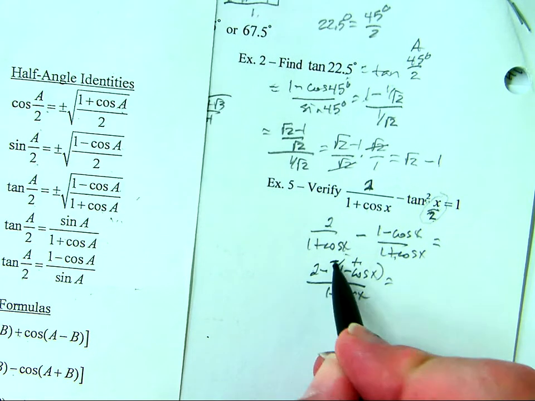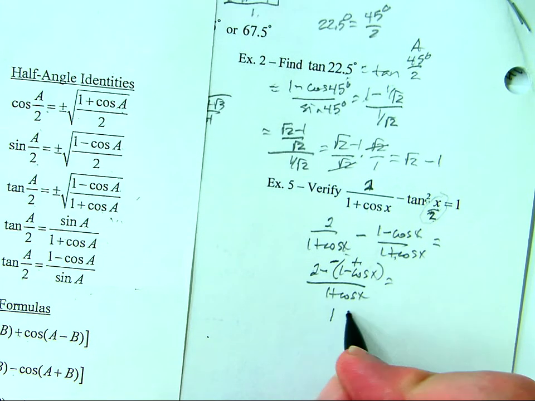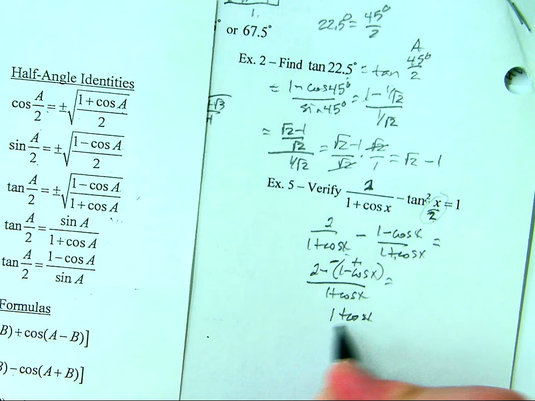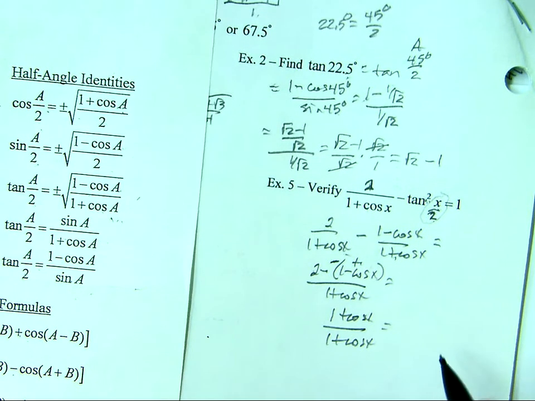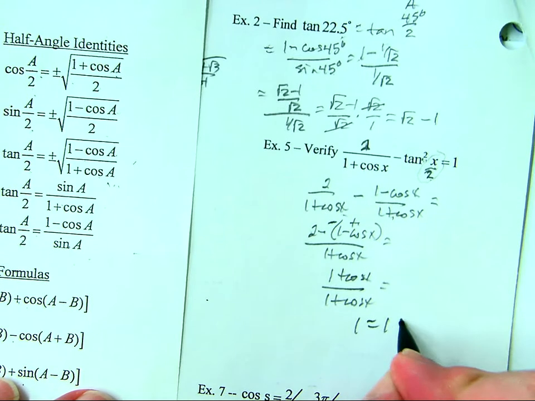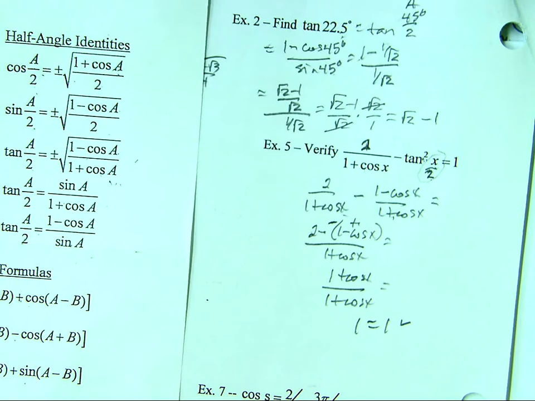So that's 2 minus 1 is 1 plus cosine x over 1 plus cosine x. Well, the top and bottom are the same, so that's just 1, and we verified it.